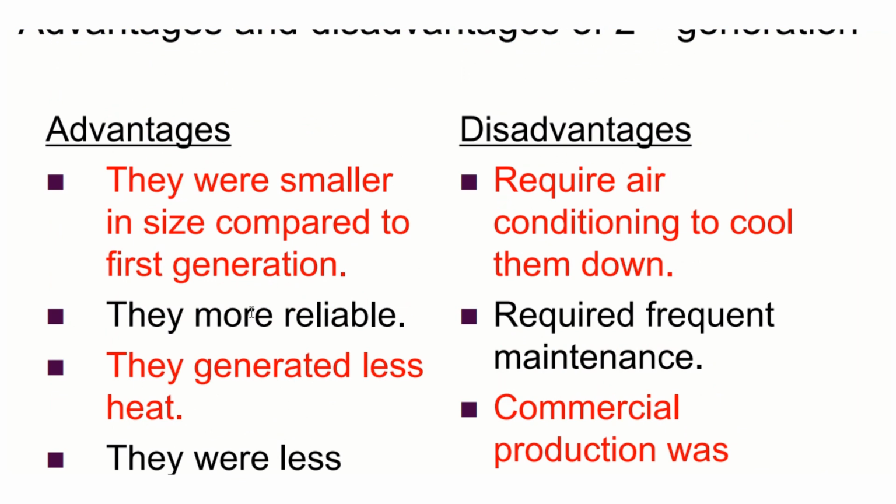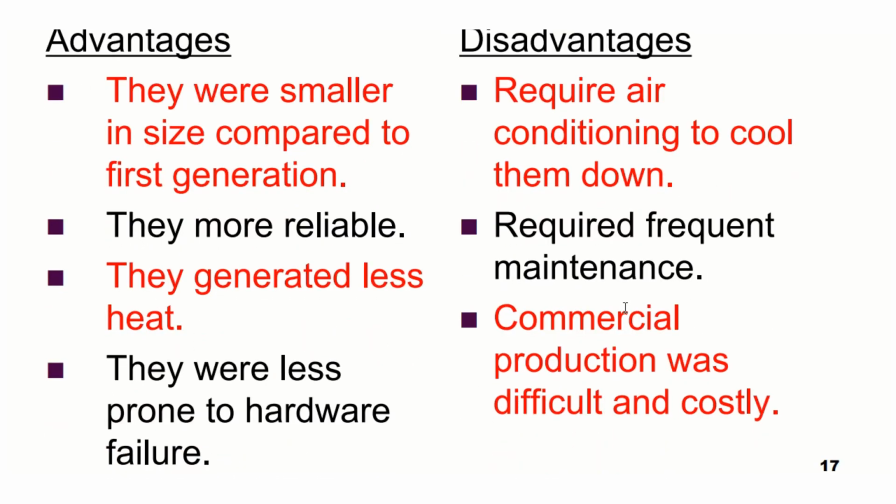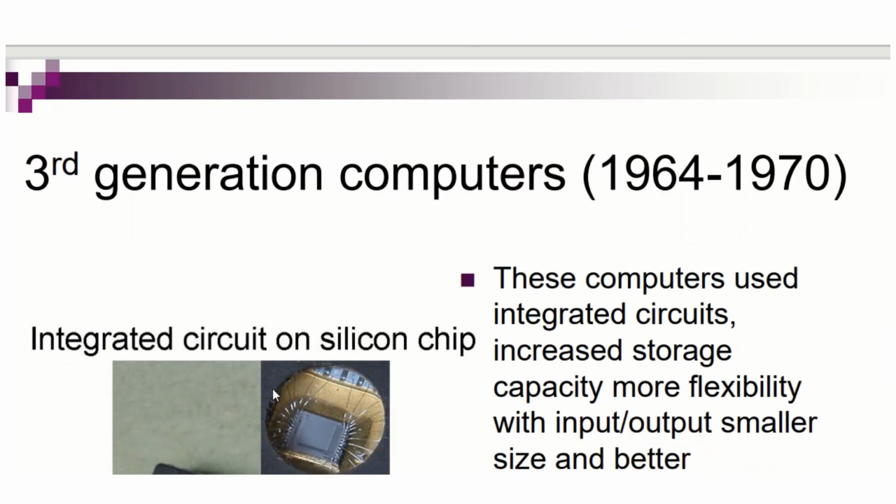We also want to look at the disadvantages of the second generation computer. They required air conditioning to cool them down, and they also required frequent maintenance. The next disadvantage is that commercial production was difficult and costly.